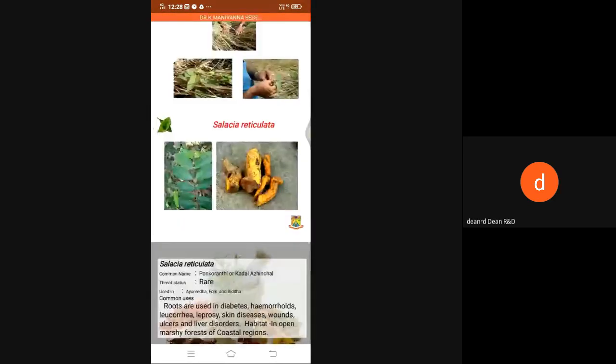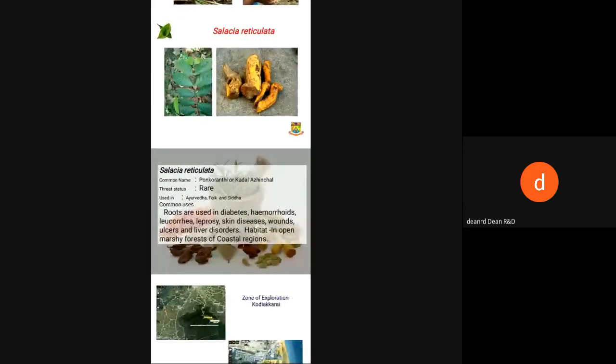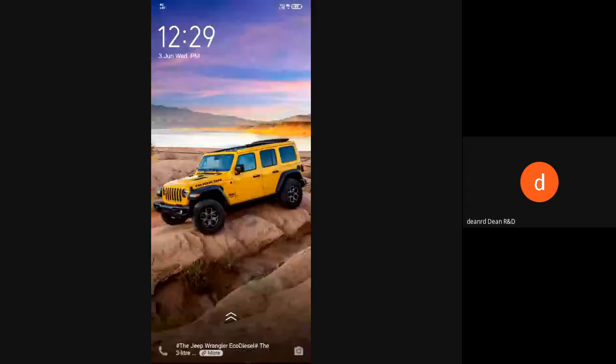Then the next one is the Salacia reticulata. Again, this is the species which is found to be rare, and we can commonly call it Kadal Arinchal or the Ponkoranthi. These are the different names mentioned in Tamil literature also, commonly used in Ayurveda, folk and Siddha. The roots are used in the cure of diabetes, hemorrhoids, chorea, leprosy, skin diseases, wounds, ulcers, and liver disorders. The habitat is in open marshy forests of the coastal region.